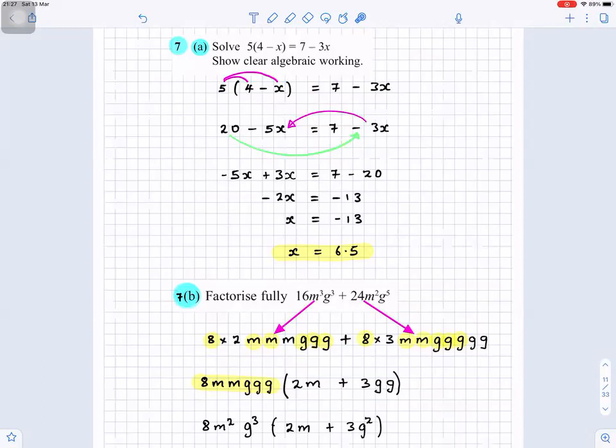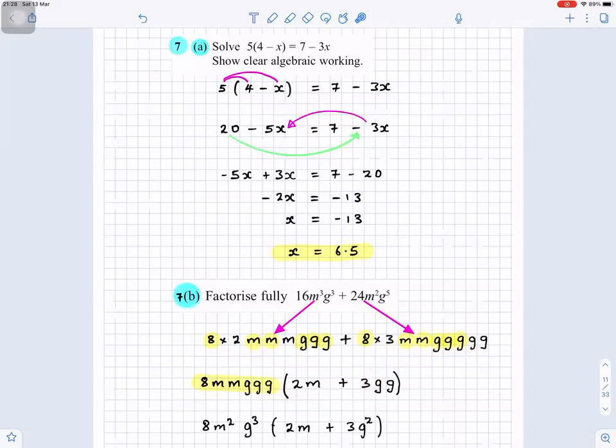So all the ones in yellow are found in both of them. There's 8 in the left side and 8 in the right side. There's this 2m on the left side and there's 2m on the right side. There's 3g on the left side and 3g on the right side. What do we have left on the left? We have 2 and we have m. And what do we have left on the right? 3 and this 2g.